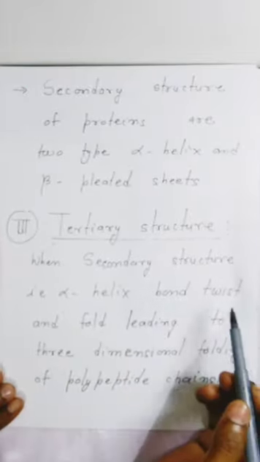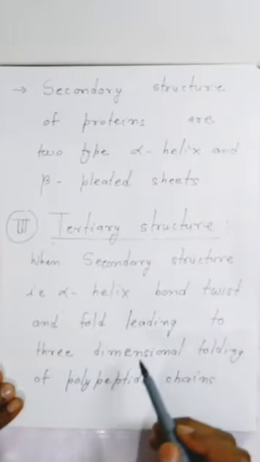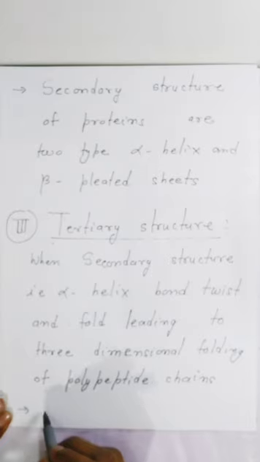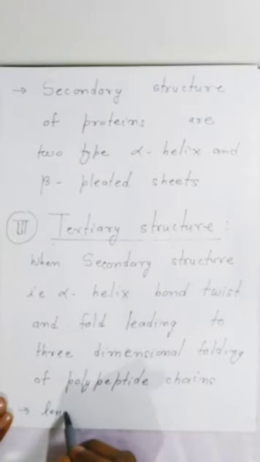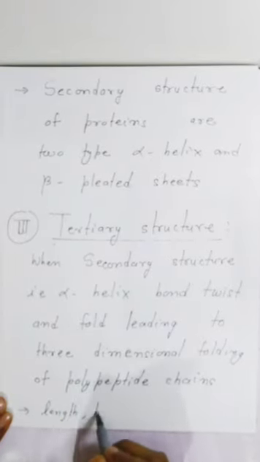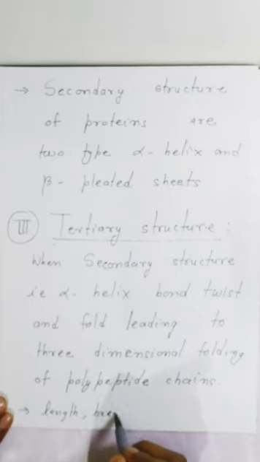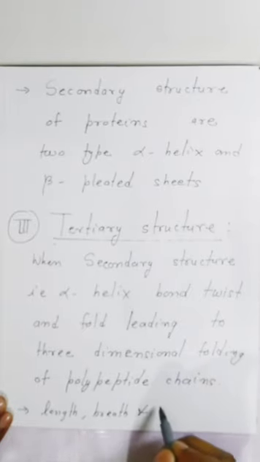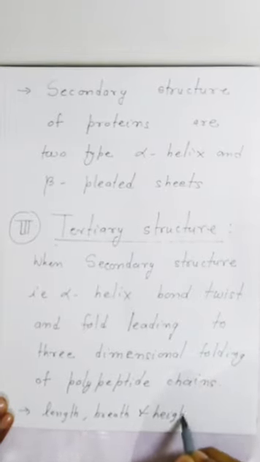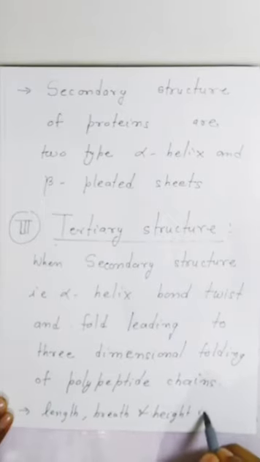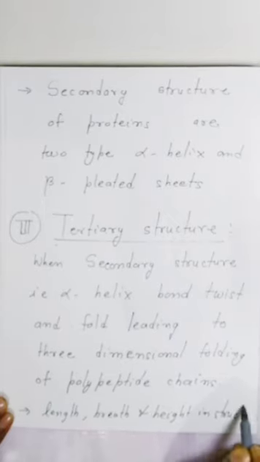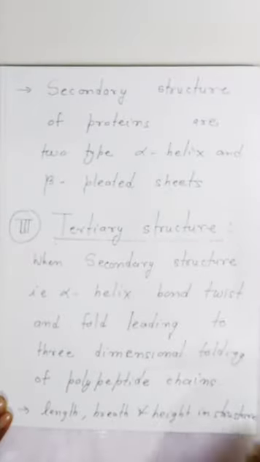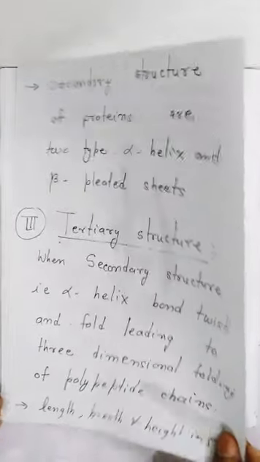When the secondary structures twist together, forming three dimensions, length, breadth and height, we will find length, breadth and height in the structure. This is called a tertiary structure.